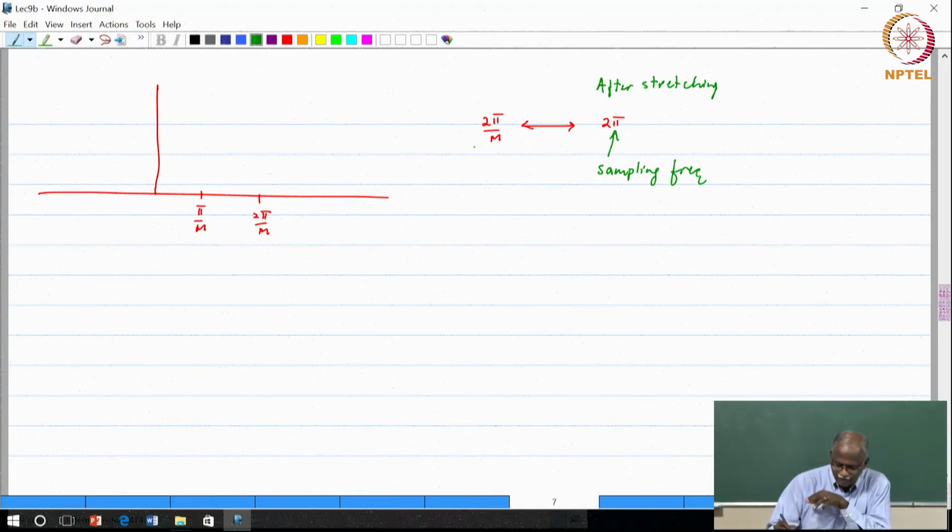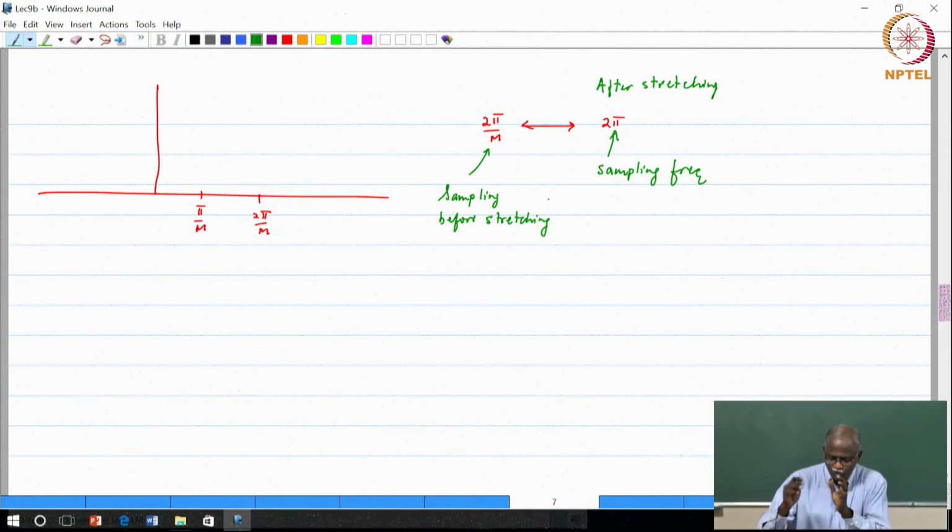Okay. Now, the same frequency before stretching is this one. So, this is what corresponds to the sampling frequency before we have done the stretching. And if 2 pi by M is my sampling frequency, then my input signal better be limited to pi over M to satisfy the Nyquist rate. Okay. So, you can visualize it in multiple ways, and whichever way you are comfortable with, I would recommend you do that.